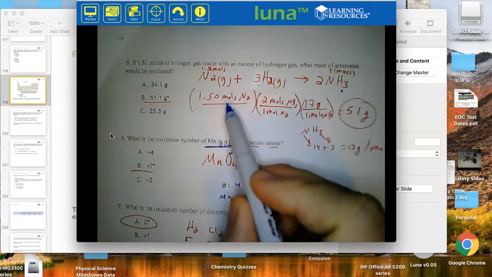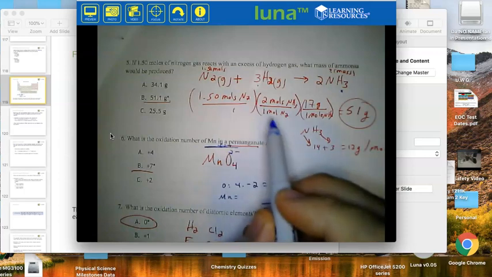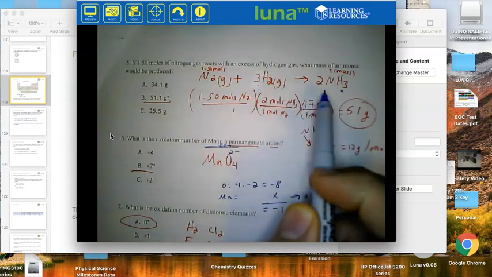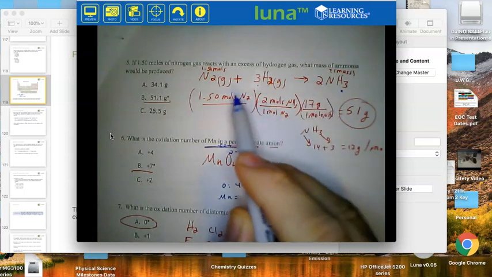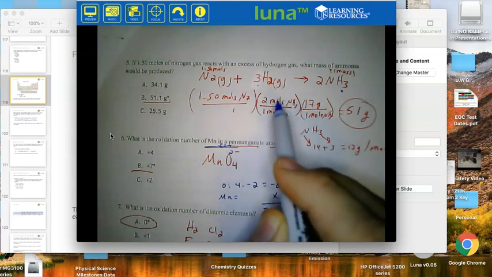And I need to convert moles of nitrogen to moles of ammonia because we're wanting to know the mass of ammonia produced. So I use my molar ratio here. So for every 1 mole of nitrogen, I can produce 2 moles of ammonia. So here's my molar ratio here, where my units for moles of nitrogen cancel out. I'm left with moles of ammonia.